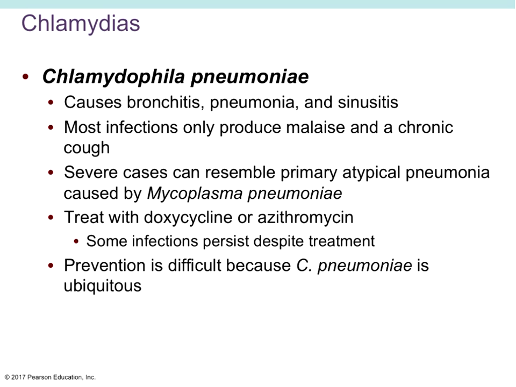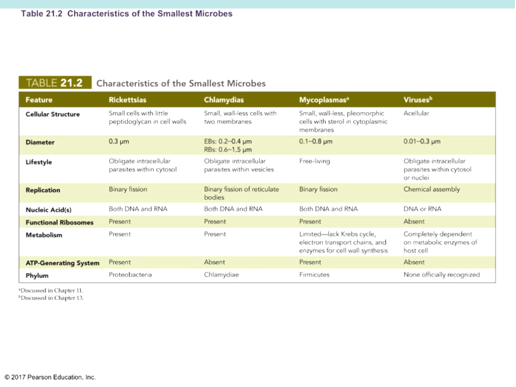We treat it with doxycycline and erythromycin, and even with those treatments, some infections are going to persist. Prevention is difficult because Chlamydia pneumoniae is pretty ubiquitous. The bacteria is spread via respiratory droplets and kind of all over.